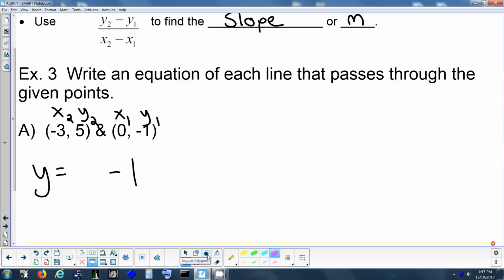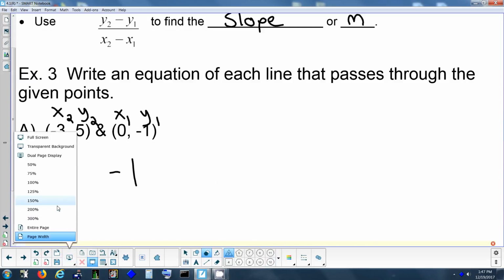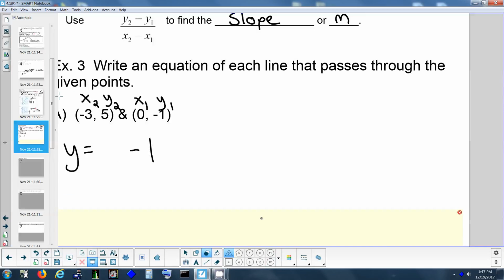Does that make sense? You can't make this x1 and make this y2. If you're considering this your second set of coordinates, that's fine. That's going to be your first set. You can't bounce back and forth. Will, question? Just in this case.